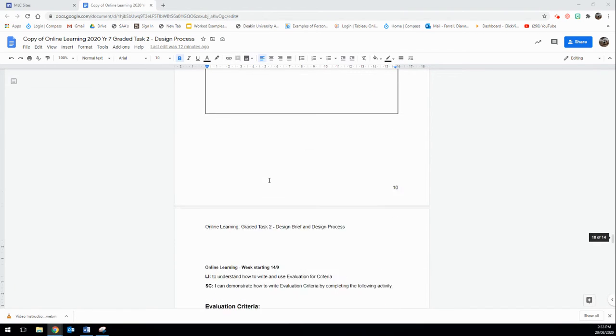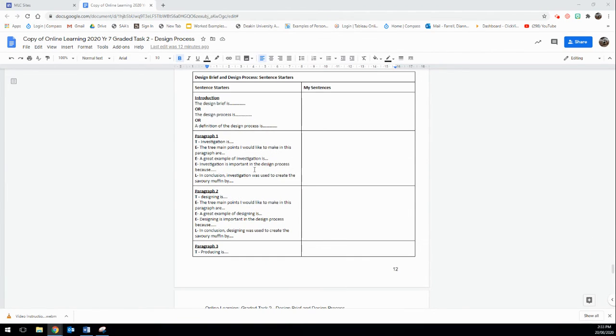Then you're going to continue back down to your writing, okay, and then you're going to say more evidence. You're going to say, investigation is important in the design process because, so you need to give a statement as to why you think it's important. And then in conclusion of that paragraph, okay, you're going to then make another statement, and that's the link, all right?